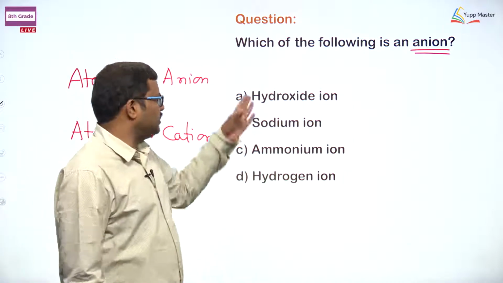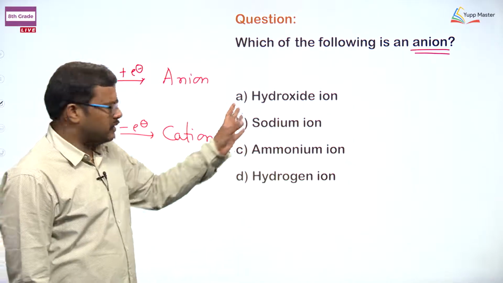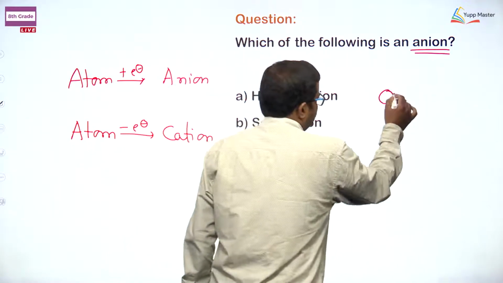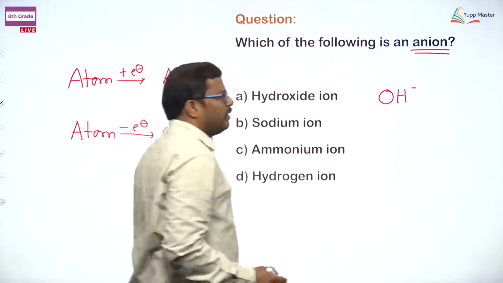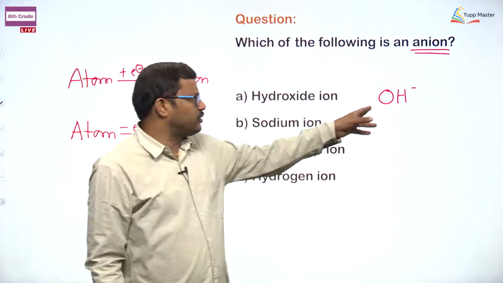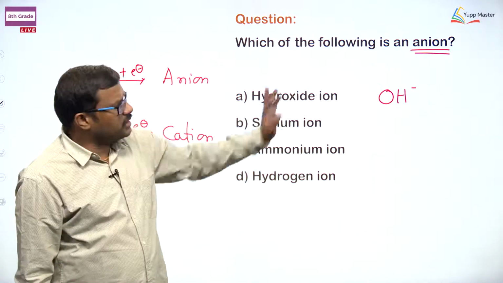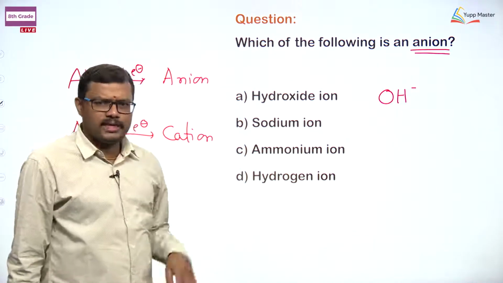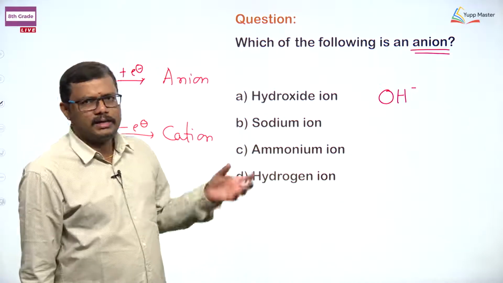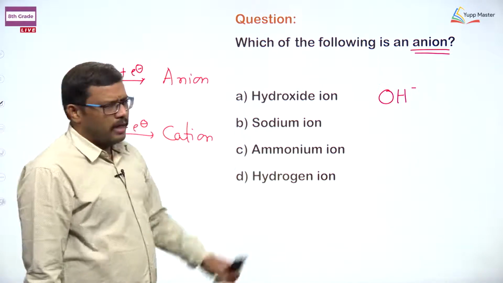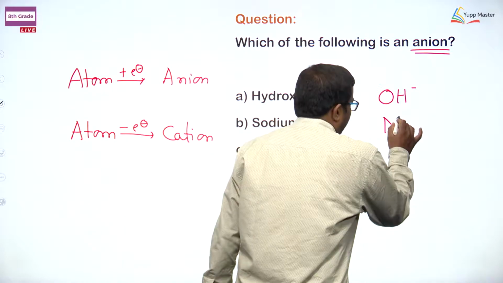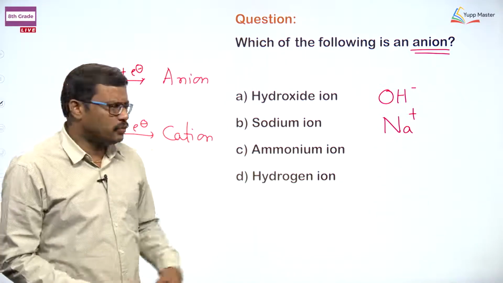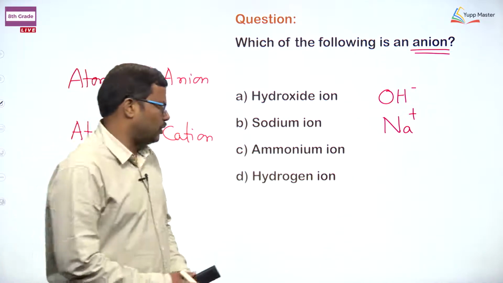First, let us write the symbols or formulas for these ions that are given. Hydroxide ion: just now we have written the sodium hydroxide formula. In that case, we have taken the hydroxide ion as OH negative charge. So, this is an anion. We got the answer, but let us move on to the other species also. Sodium ion: sodium is Na, a metal, so it is going to lose an electron and form Na plus ion. So, it is a cation, not an anion. This is ruled out.